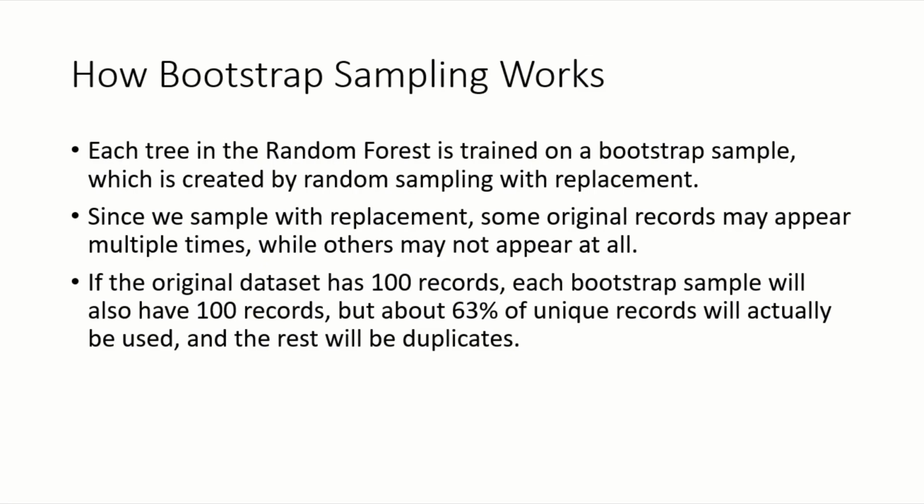So how, again, does Bootstrap sampling work? Each tree in the random forest is trained on a Bootstrap sample, which is created by random sampling with replacement. Since we sample with replacement, some original records may appear multiple times, while others may not appear at all. If the original data set has 100 records, each Bootstrap sample will also have 100 records, but about 63% of unique records will actually be used, and the rest will be duplicates.